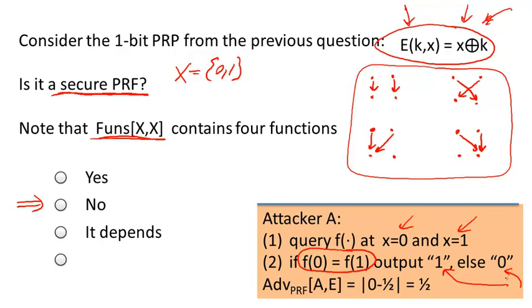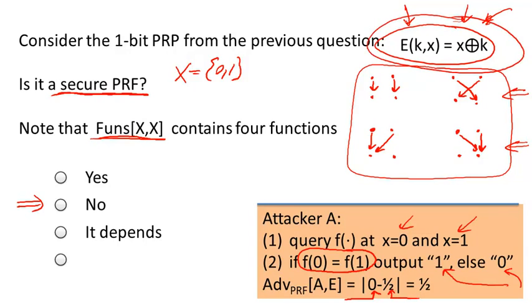So let's look at the advantage of this distinguisher. Well, when it's interacting with a PRP, we'll never output a 1 because f(0) can never be equal to f(1). In other words, the probability of outputting 1 is 0. However, when we interact with a truly random function in Funs[X,X], the probability that f(0) is equal to f(1) is exactly 1/2, because half the functions satisfy f(0) equals f(1) and half the functions don't. So then we'll output 1 with probability 1/2. So the advantage of this distinguisher is 1/2, which is non-negligible, and as a result, this PRP here is not a secure PRF.